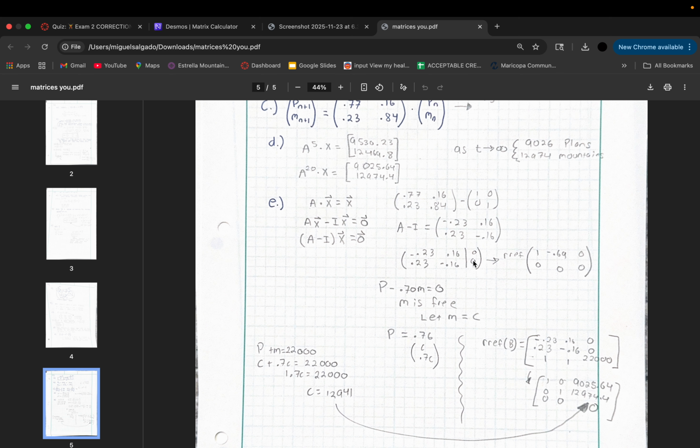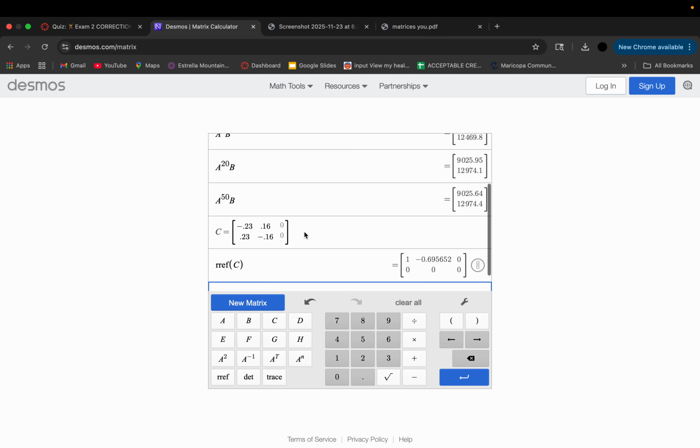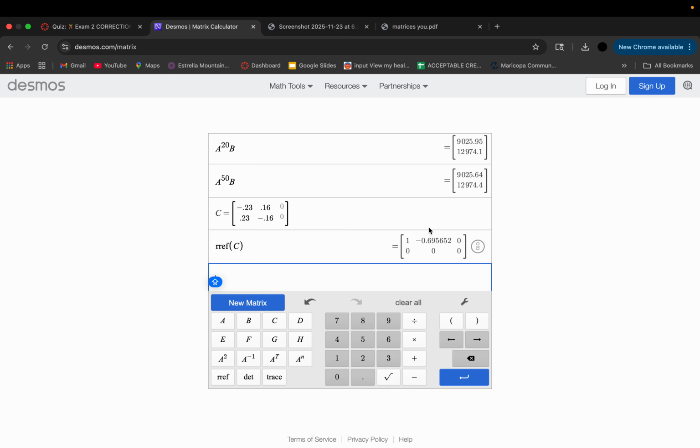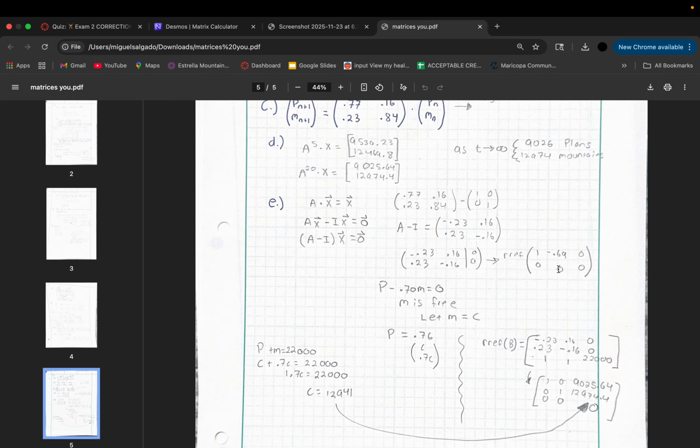So once we do this and we REF it, or reduce row echelon form, these are the values that we're going to get. If I head on over here, I already did that as well. This is the actual Desmos matrix that I've calculated right here. So I'm going to head back right over here. That's what we got. This is basically saying that for the plains, our value down here is supposed to be m, but 0 is equal to 0. So m is supposed to be a free variable. We said m is free. And right here, this is the original: p minus 0.7 of m is equal to 0.